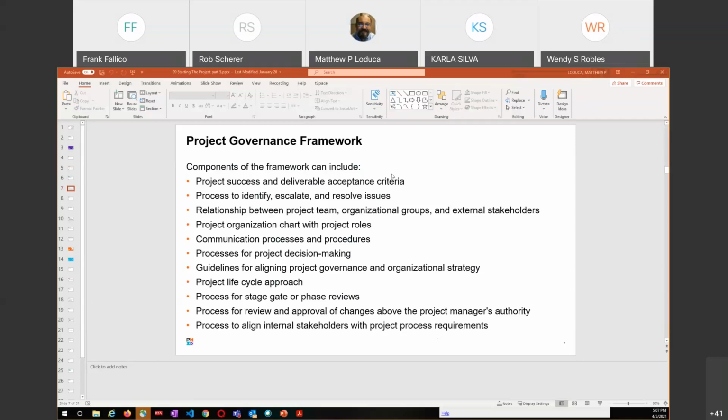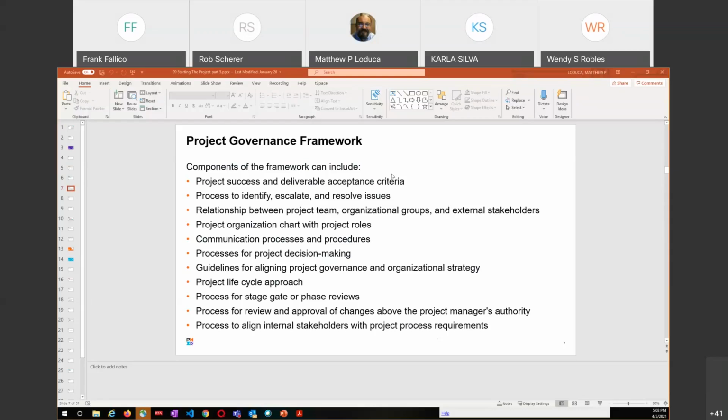Process to identify, escalate, and resolve issues. That's the whole escalation process that we have to deal with, and that is governance. I wouldn't call that necessarily redundant here. Relationship between project team, organizational groups, and external stakeholders. Governance will tell us, hey, you have to work with these guys, you have to do this with these guys. Governance will dictate a lot of that. A lot of it is going to be built into the project. I mean, you can't not work with external stakeholders who are purchasing your product. Governance or no governance, you have to make those connections.